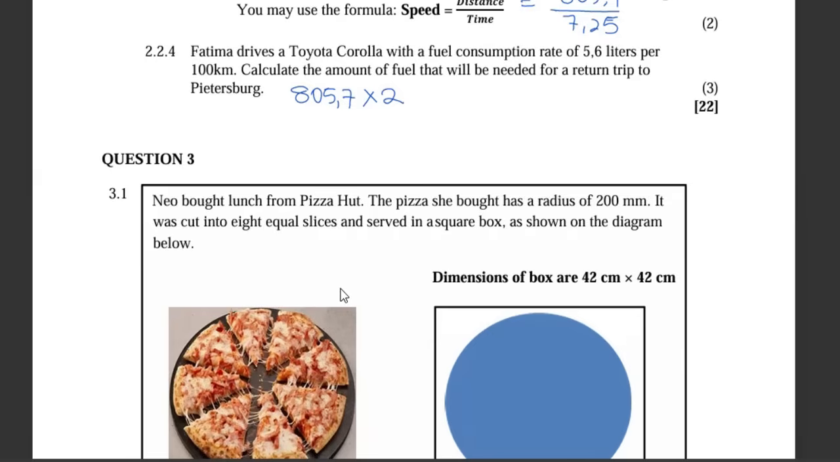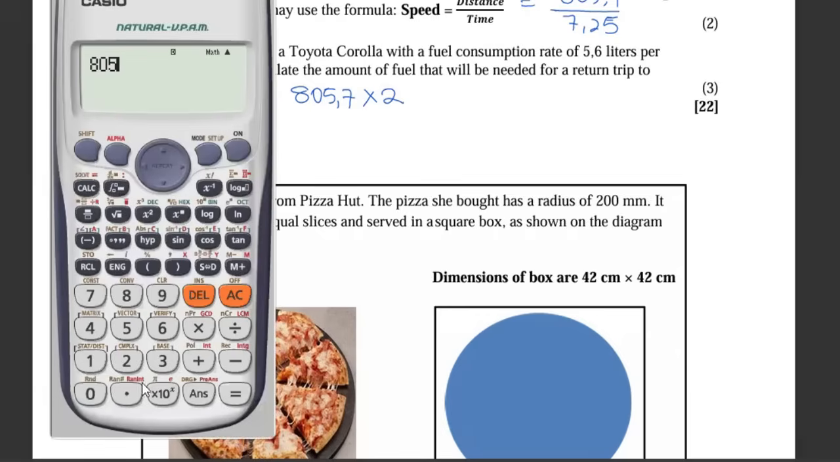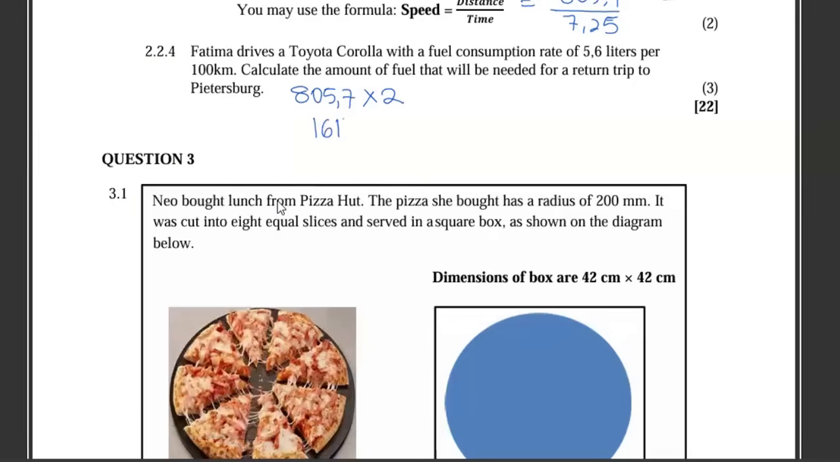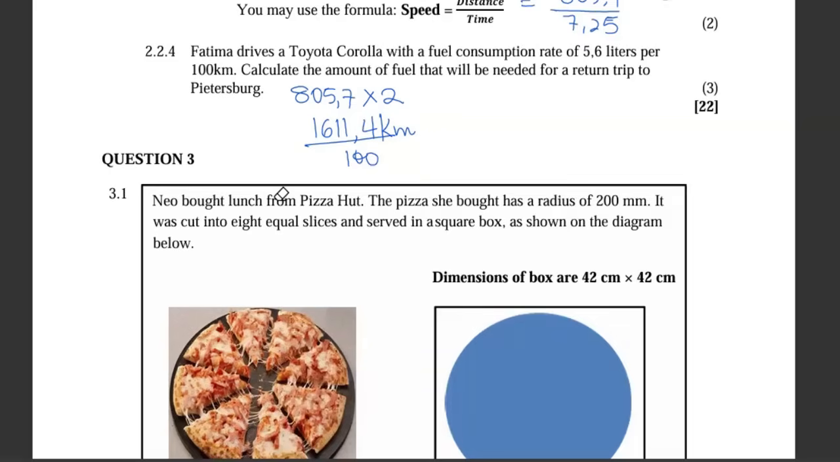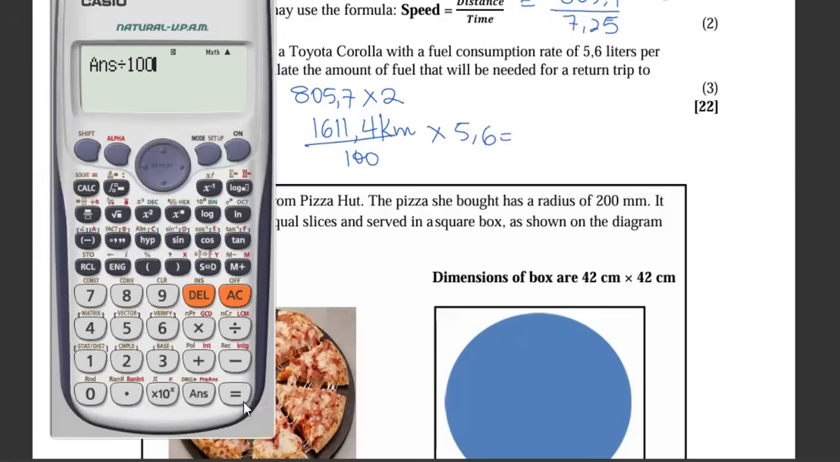You say 805.7 times 2. It becomes 1,611.4. This is the distance. But they have told you for every 100, so we divide by 100. Every 100 kilometers, it takes 5.6. See that? So we divide this by 100.